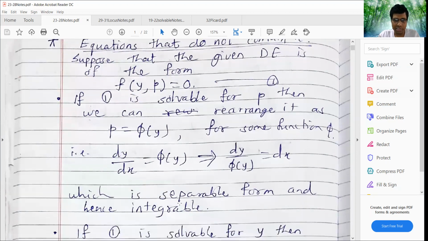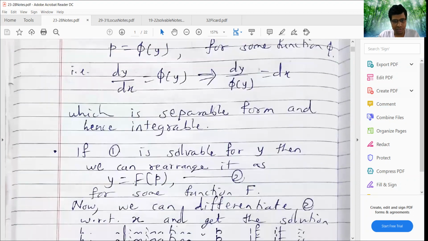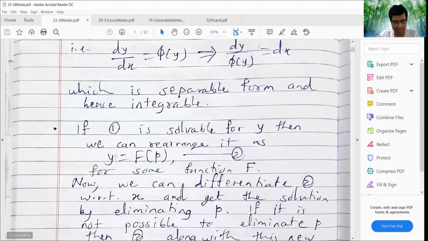Another thing is this equation 1, f of y, p equal to 0, can be solved for y. Okay, if it is solvable for y, then we can write y equal to some function of p, say capital F of p. In this case, we proceed as earlier. That means we differentiate this with respect to x. We write p for dy by dx and continue.